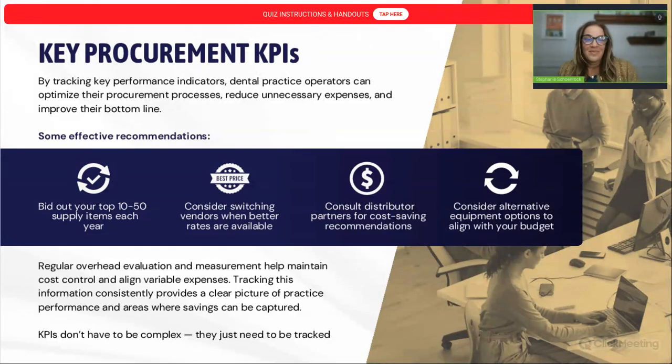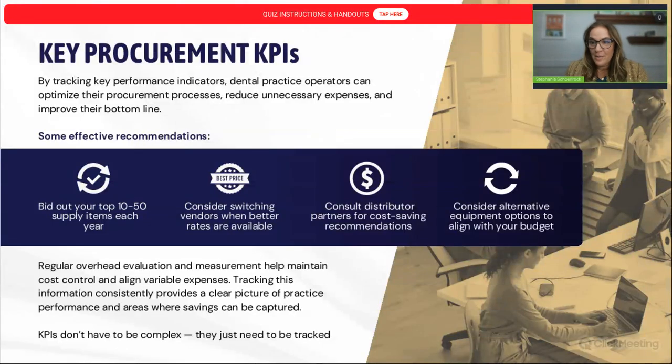So I'll say it a couple times through the presentation, but KPIs don't have to be complex. You don't have to track 100 of them. They just need to be tracked and tracked consistently. So you can start out simple and add additional KPIs as you get more practice and feel like you're empowered with the results of each one. So some key procurement KPIs that operators use: reduce unnecessary expenses and inevitably improve the bottom line.